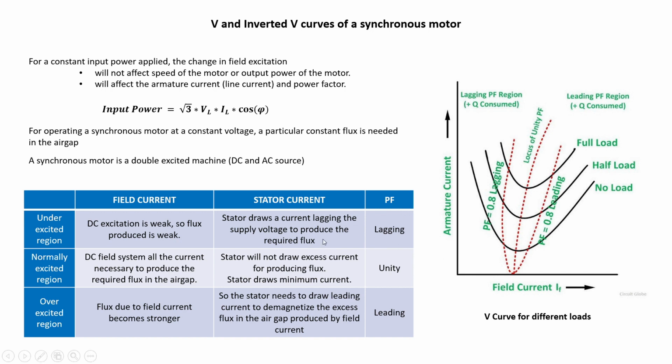When the field current is further increased such that the power factor is unity, the DC field circuit supplies all the current required to produce the necessary flux in the air gap. At this time, the stator will not draw any excess current for producing excess flux. So stator draws minimum current. At this time, as I already mentioned, power factor is unity.